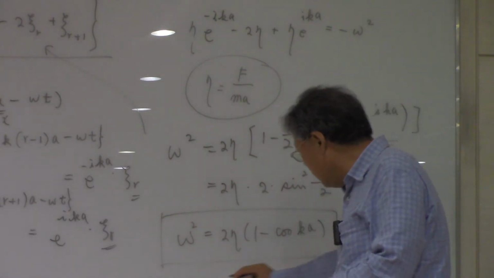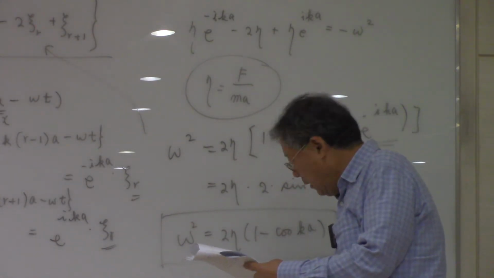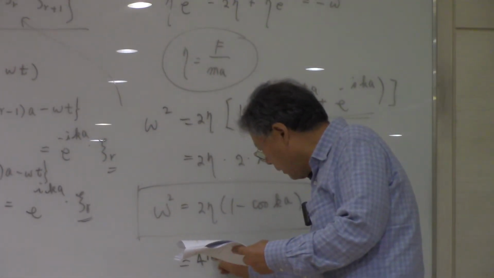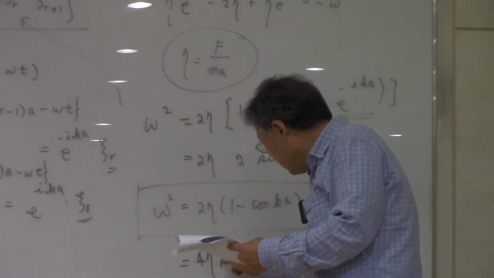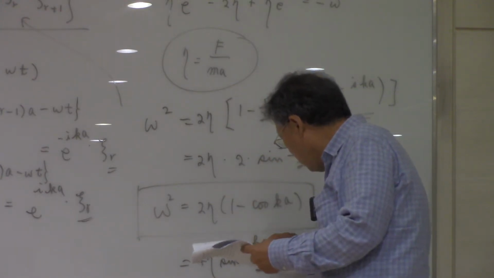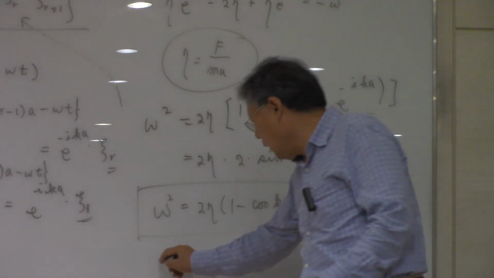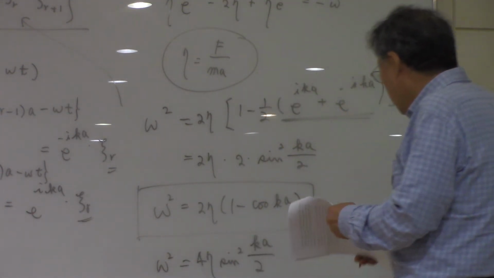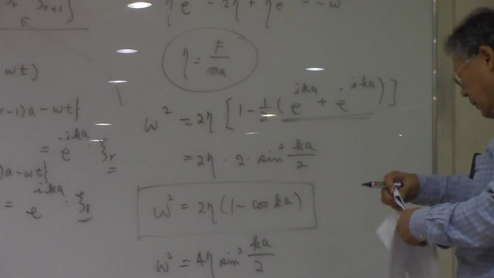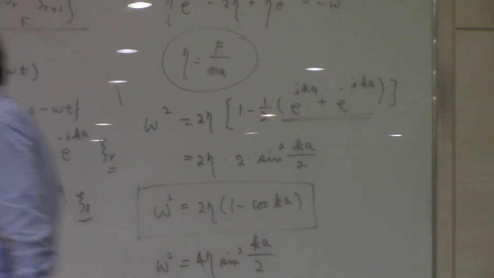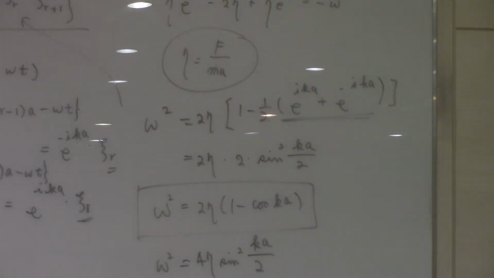When you look into this, it can be converted to the sine, something like 4 eta sine square of ka over 2. That is omega squared. And if you draw that, then you have some weird figures, nothing like a straight line in the string.